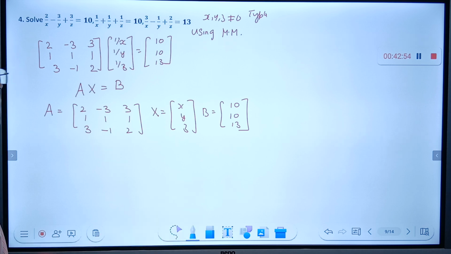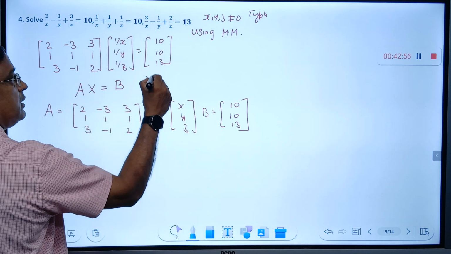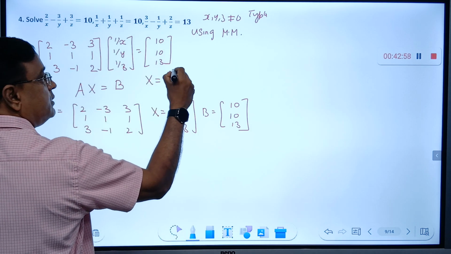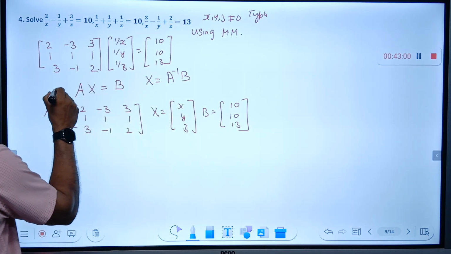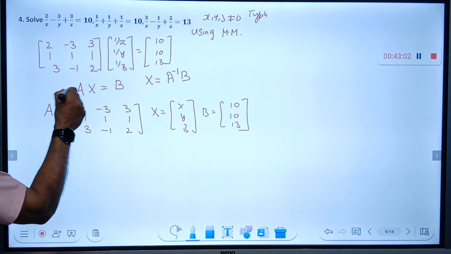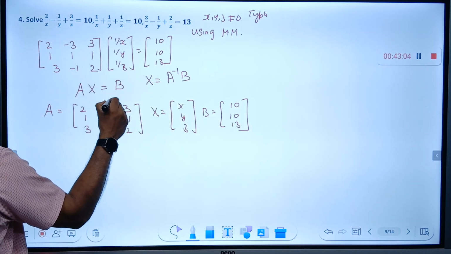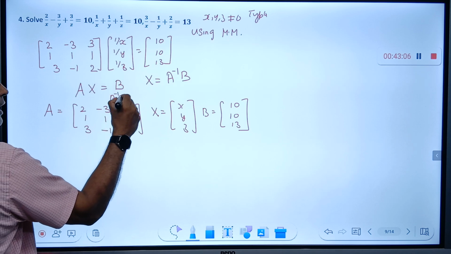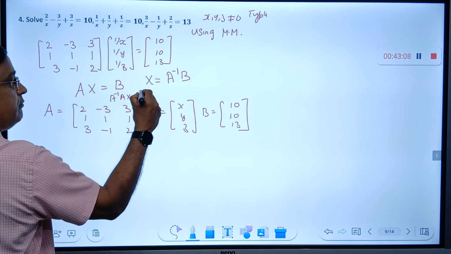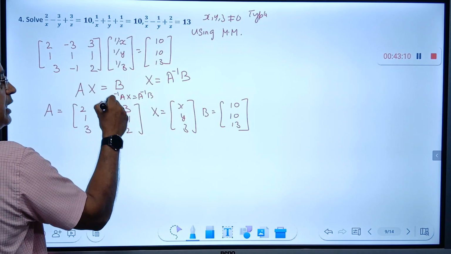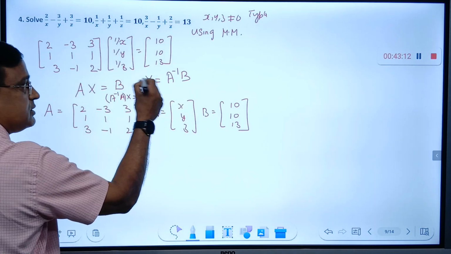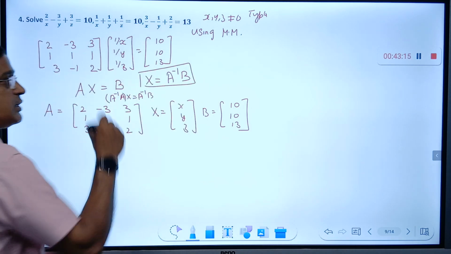Okay. Now I want to find X. How do I find X? X is A inverse B. By now you should have understood. I'm pre-multiplying by A inverse. So when I pre-multiply by A inverse, I'll get A inverse Ax equal to A inverse B. And A inverse A is I, and I into X is X. So that is how I got this equation. This is what is required for me.